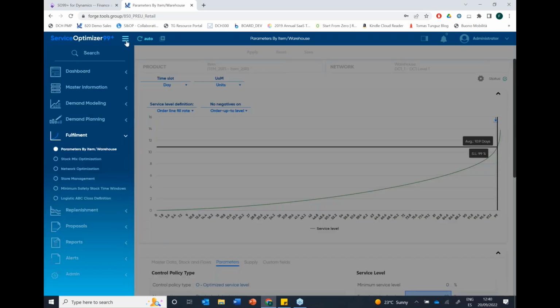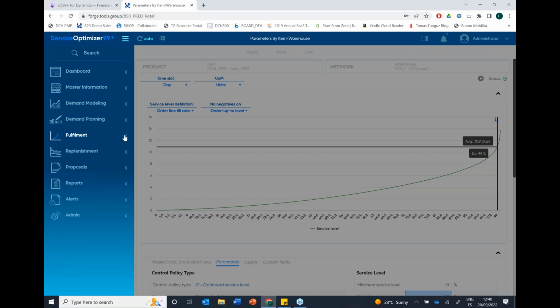Once we have the right forecast calculated by the tool, we have looked at what should be our safety stock, the buffer under which we never want to go in terms of availability. Let's now look at the final module in which all of these elements come together, and this is the replenishment module.